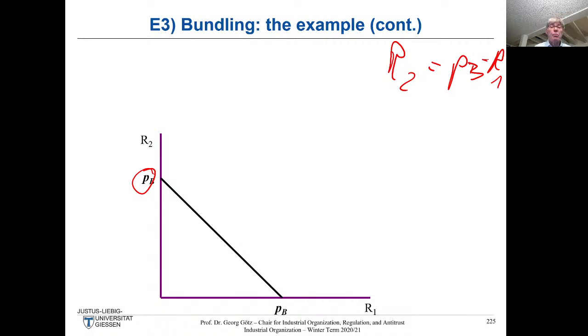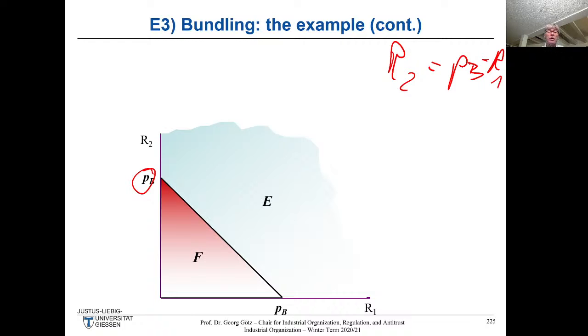If this is the price of the bundle, who buys the bundle? Everyone who has a higher willingness to pay for the bundle, that is R1 plus R2 must be higher than PB. And the line we drew here was just R2 is PB minus R1. Along this line, these consumers would be just indifferent between buying a bundle and not buying. All consumers in region E would be happy to buy the bundle. All consumers here would not buy the bundle.